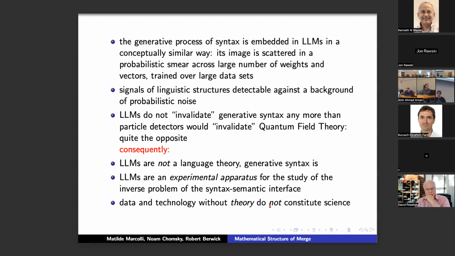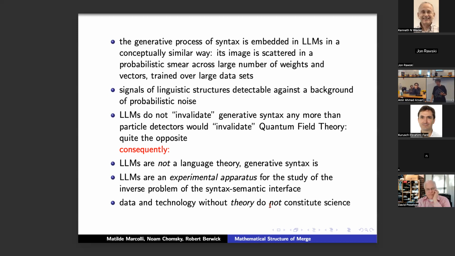And what you can have as consequences of this, well, first of all, large language models are not a language theory, generative syntax is. If one claims that they are a language theory, people don't understand what the word theory means. And large language models are an experimental apparatus for the study of the theory of language, exactly like a particle accelerator is an experimental apparatus for the study of quantum field theory. And finally, as a physicist, as a scientist, data and technology by themselves do not constitute science.